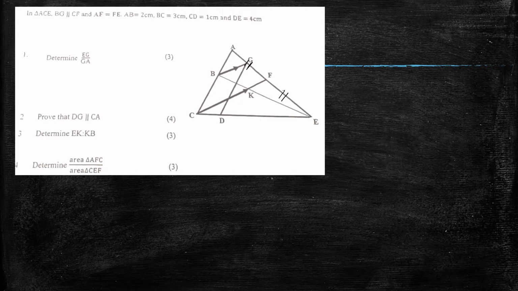Is equals to FE. Okay, so we have AB, which is 2 centimeter. So where there is AB, I'm gonna put 2 centimeter, and we have BC, which is 3 centimeter. So where there is BC, I put 3 centimeter. Okay, we have CD, which is 1 centimeter, and we also have DE, which is 4 centimeter. Okay, so they want us to get the ratio of EG over GA. So number 1 wants us to calculate the ratio of EG over GA.